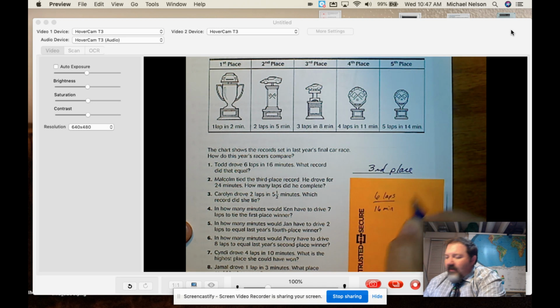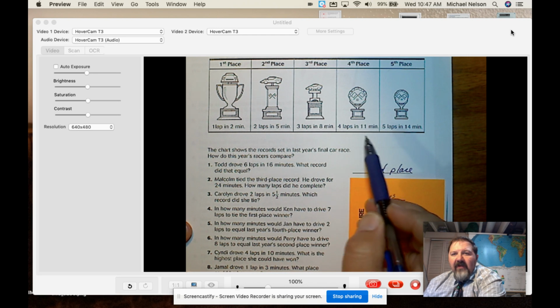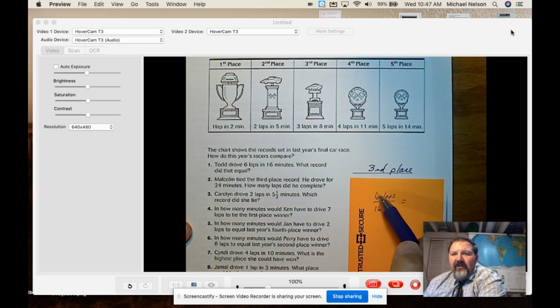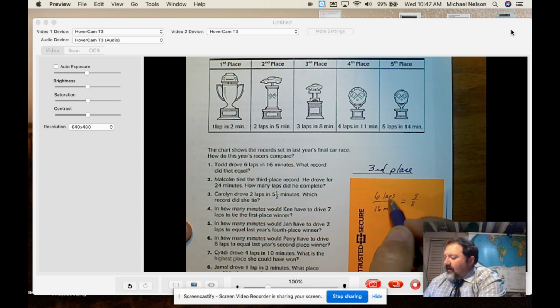So the thing about ratios is that they're always comparing one thing to another, laps to minutes, and as long as you keep that comparison in the right order, then these problems are a lot easier to solve. 6 laps, 16 minutes, and it says, what record did that equal? Well, we're just going to keep laps per minute, and that's handy because all of these on the chart above have laps per minute. Laps comes first. Laps comes first. All you had to do in this problem was reduce it. We got 3/8, and it was 3 laps in 8 minutes. Laps is still on top. 8 minutes is still on bottom. So that matches up with this one here.